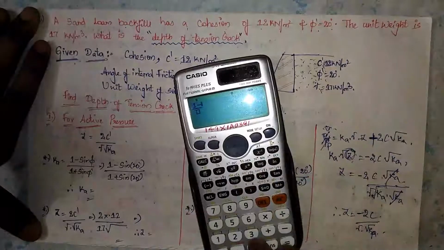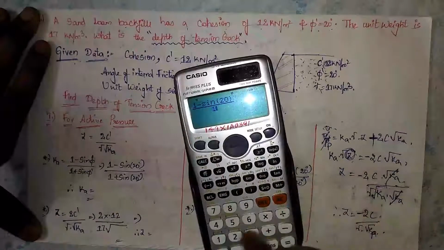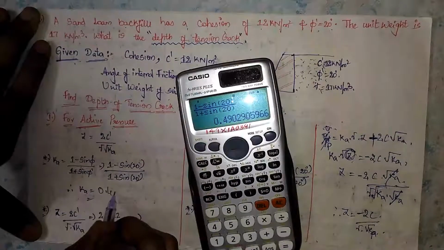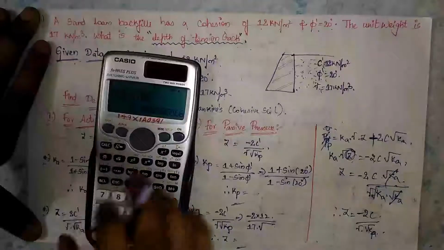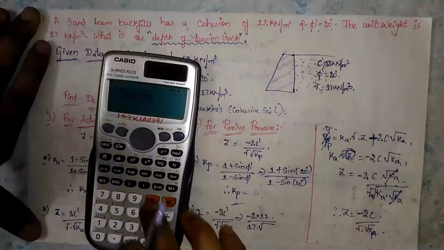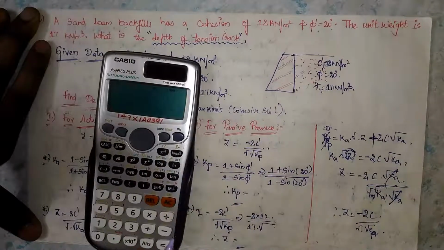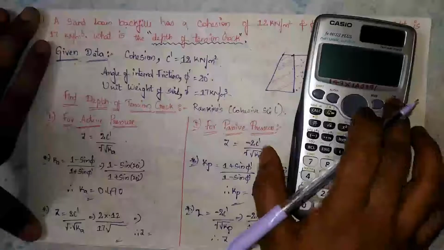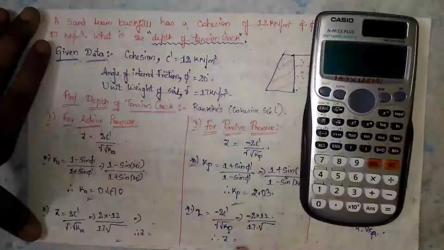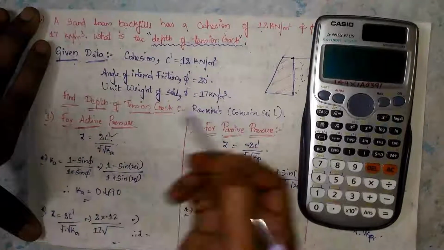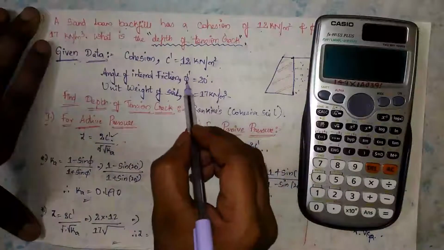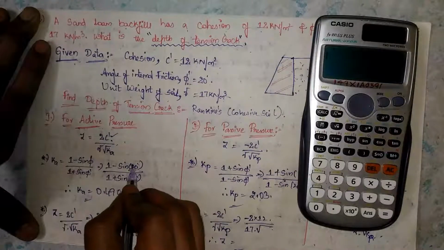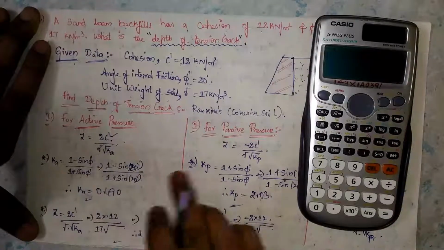1 minus sin 20 by 1 plus sin 20, we get 0.490. And next here we got 2.03. Okay, then substitute. So check all the parameters here, it will be correct. He has given C, right? And next the unit weight has been given. Next phi dash. Phi dash means the angle of internal friction, which will be used in the active earth pressure and passive earth pressure.